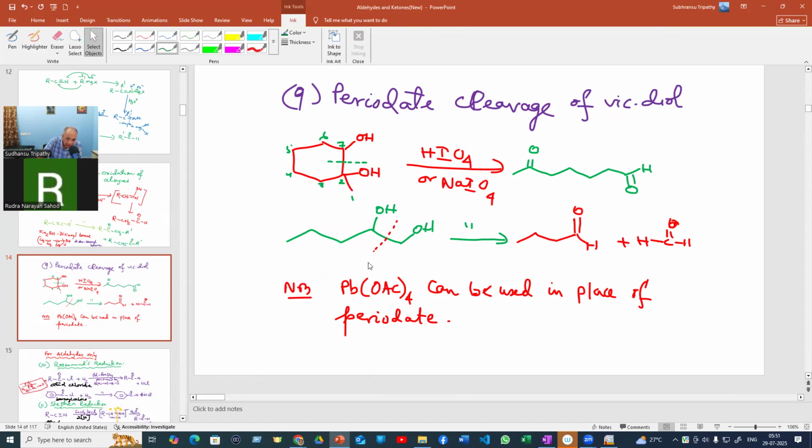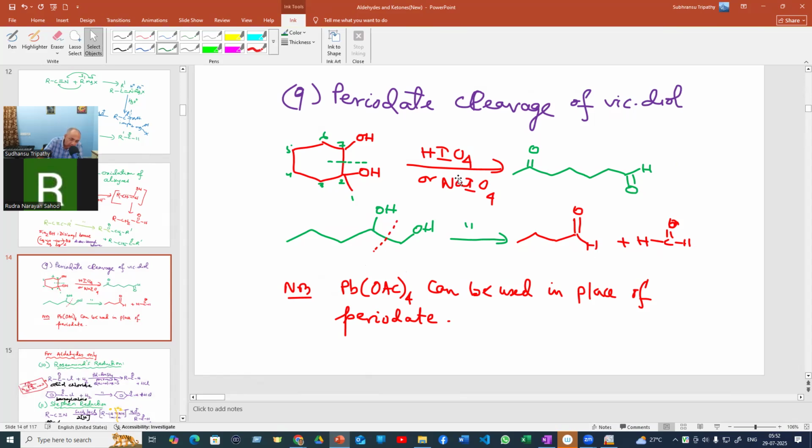But if it is an acyclic compound like this, pentane-1,2-diol, with carbons 1, 2, 3, 4, 5, then it breaks down, this part becomes a one-carbon aldehyde, and this carbon becomes a four-carbon aldehyde. And if there had been a methyl group here, then it would have been a ketone.